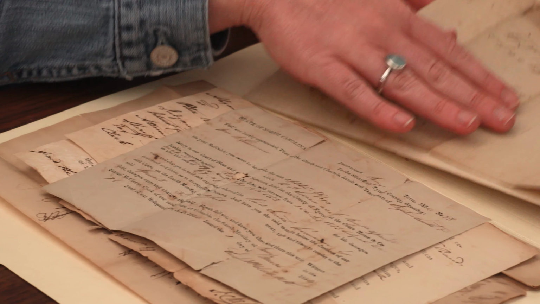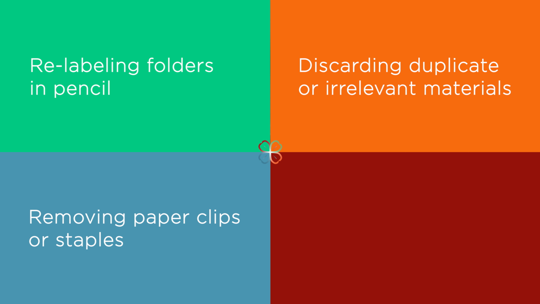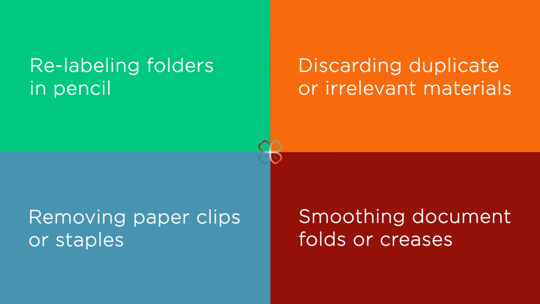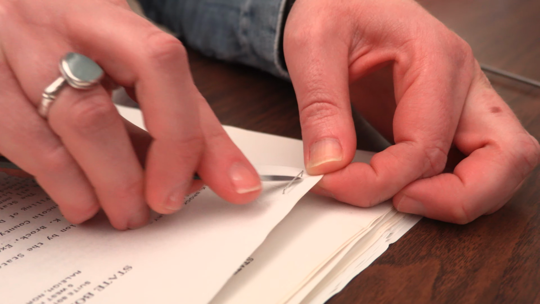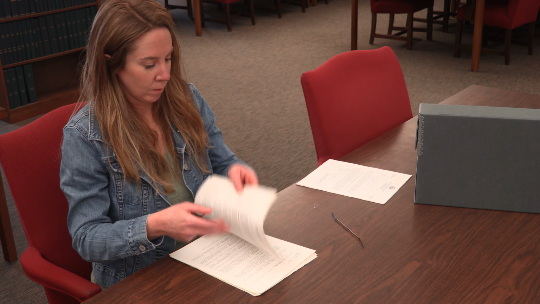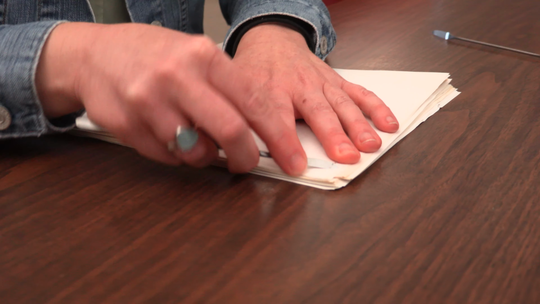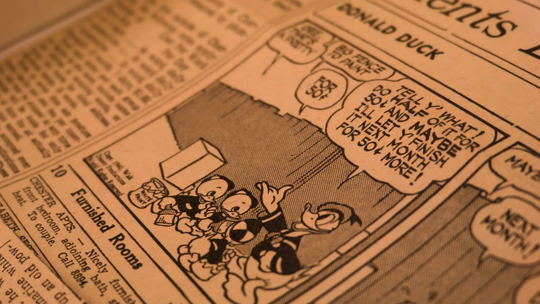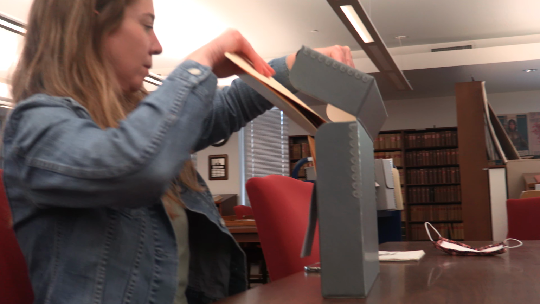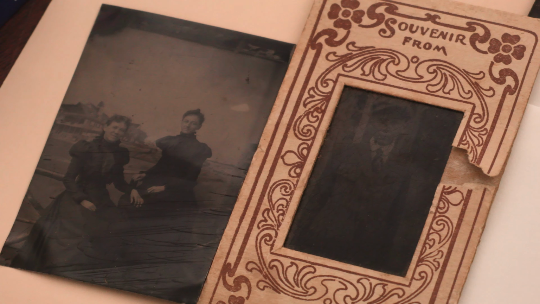As you are physically rearranging materials, you may also want to consider the following: relabeling folders in pencil, discarding duplicate or irrelevant materials, removing paper clips or staples, or smoothing out document folds or creases. Paper clips, staples, and other metal fasteners should be removed, particularly if they are rusty. To minimize damage to records, the best way to remove metal fasteners is to use a micro spatula to gently pry back the edges of the fastener, then carefully lift the fastener off the page. You may also wish to tidy up the records for preservation in other ways, such as flattening folded pages, wrapping highly acidic materials in acid-free paper, or photocopying heavily damaged materials.